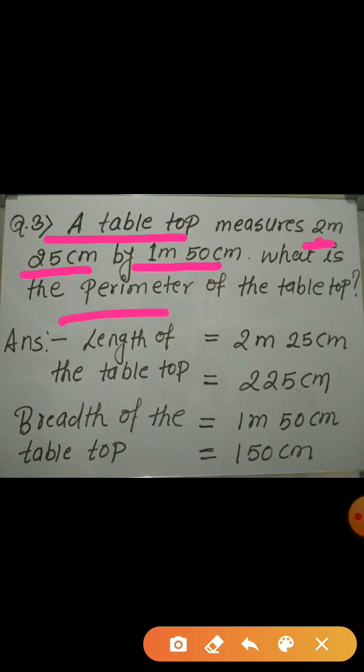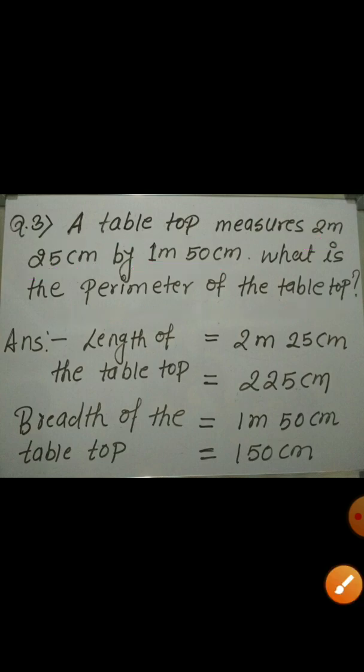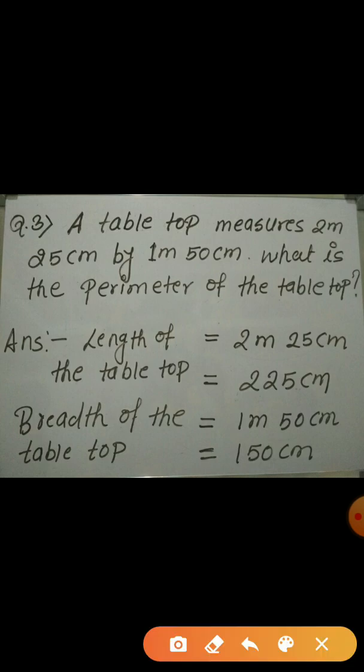And what are we asked? We are asked to find out the perimeter of the tabletop. So the perimeter of the tabletop is the same as the perimeter of a rectangle, because we are considering the tabletop to have a rectangular shape. So now, first of all, write what is given in the question. In the question we are given that the length of the tabletop is 2 meter 25 cm, right?